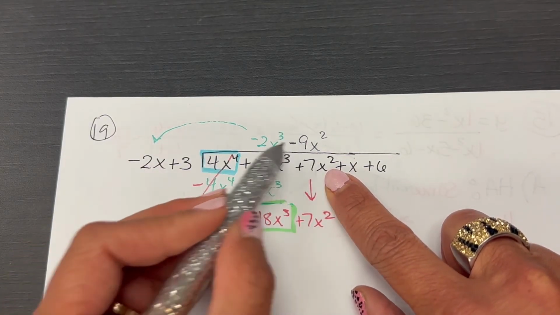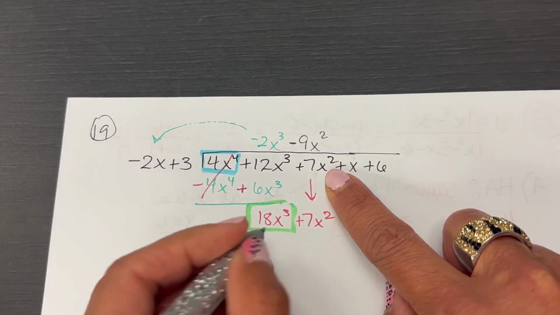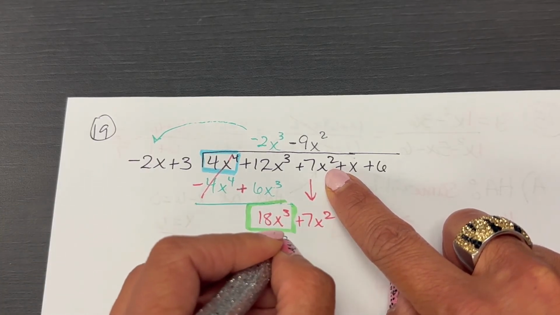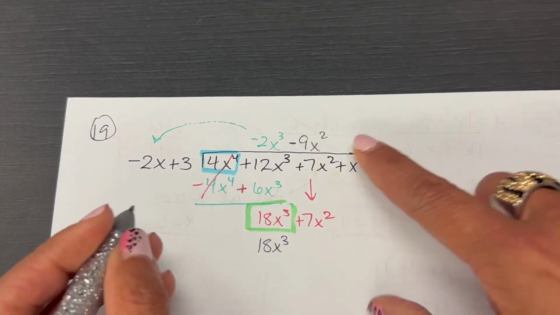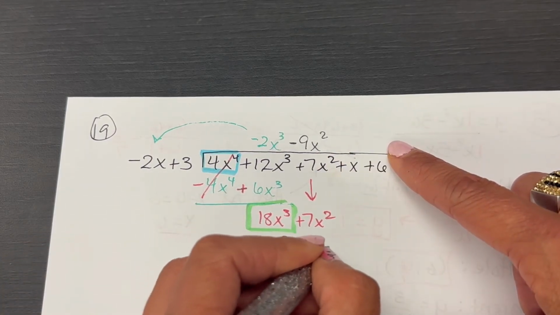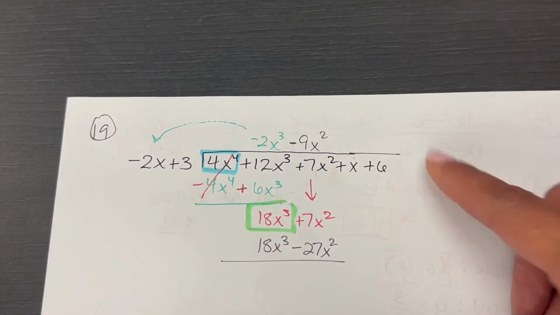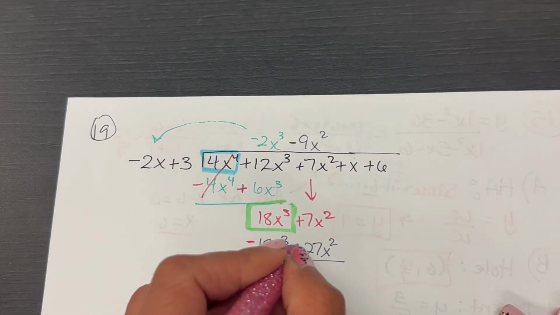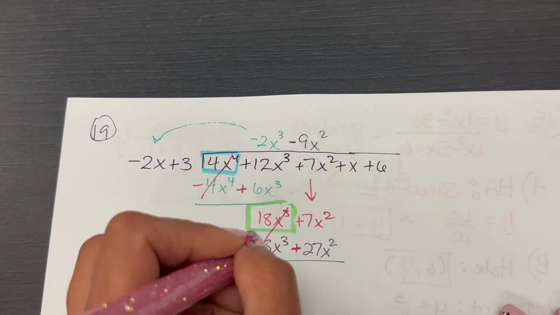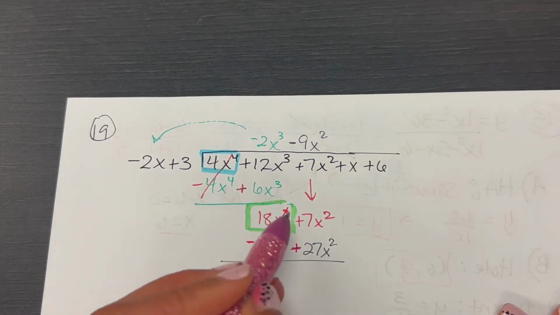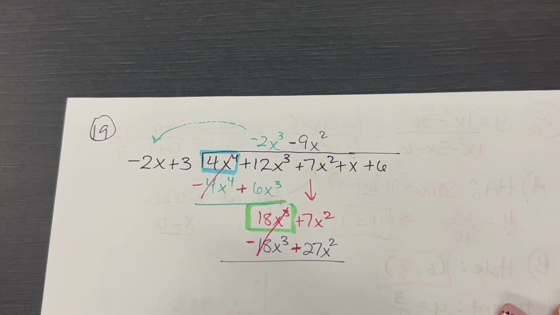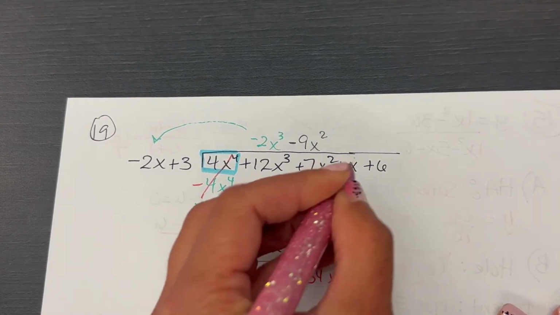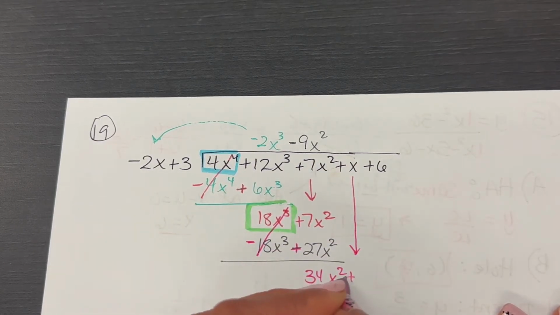Now distribute. Negative 9x squared times negative 2x is 18x cubed. Negative 9x squared times 3 is a negative 27x squared. And then we do the sign change. This becomes its opposite, this becomes its opposite. These should cancel because they're opposites. 7x squared plus 27x squared is 34x squared. Bring down the next term.